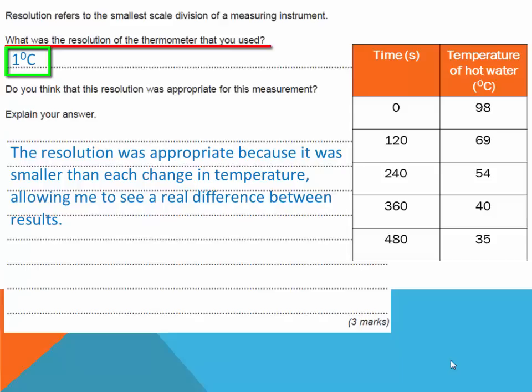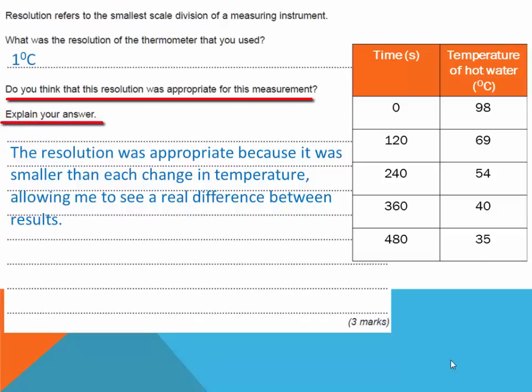The examiner will check that against the table of results. Notice that there are no decimal places, and against the candidate's research notes. The resolution is given as 1 degree Celsius. The data is going up in whole numbers for temperature, so that sounds reasonable. So that's a mark. Next, the candidate was asked, do you think this resolution was appropriate?